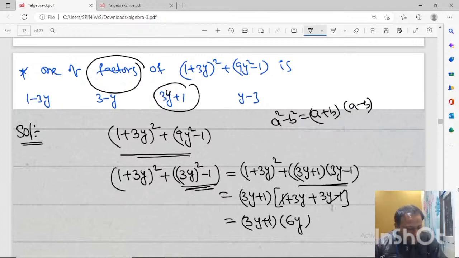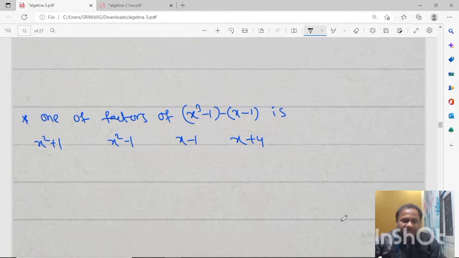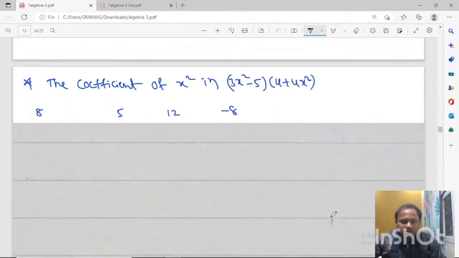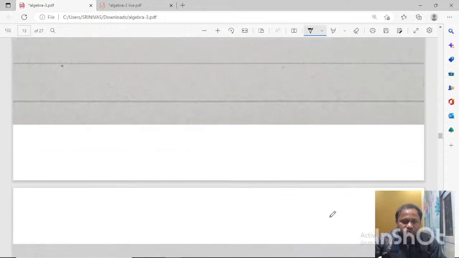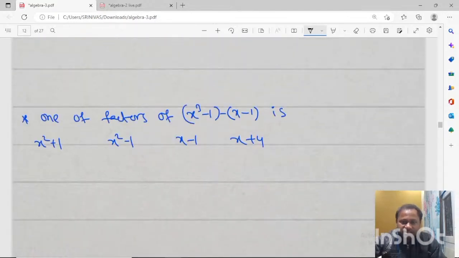Okay, option C, most of the persons said. Not 1 plus 3y. Okay, right. 1 plus 3y is correct. 3y plus 1, 1 plus 3y, both are same. Correct answer. Okay. Same method. 2 problems are there. Okay. See this and remaining two you can do.